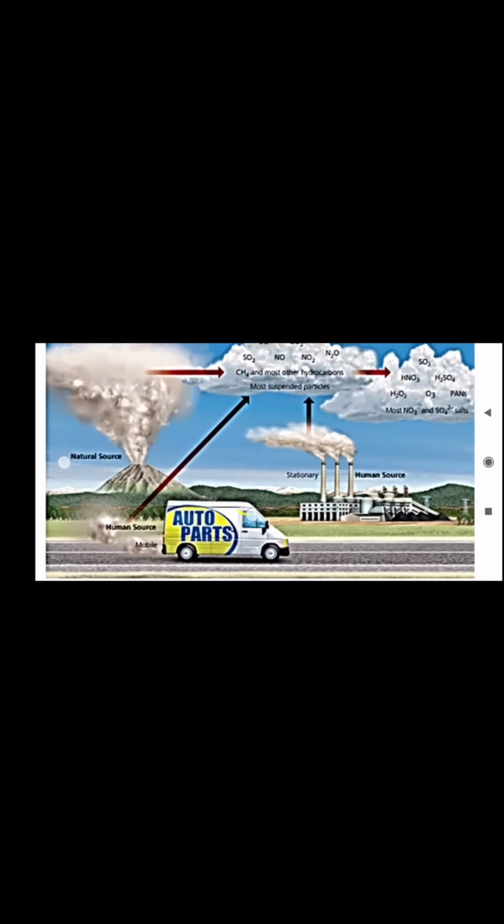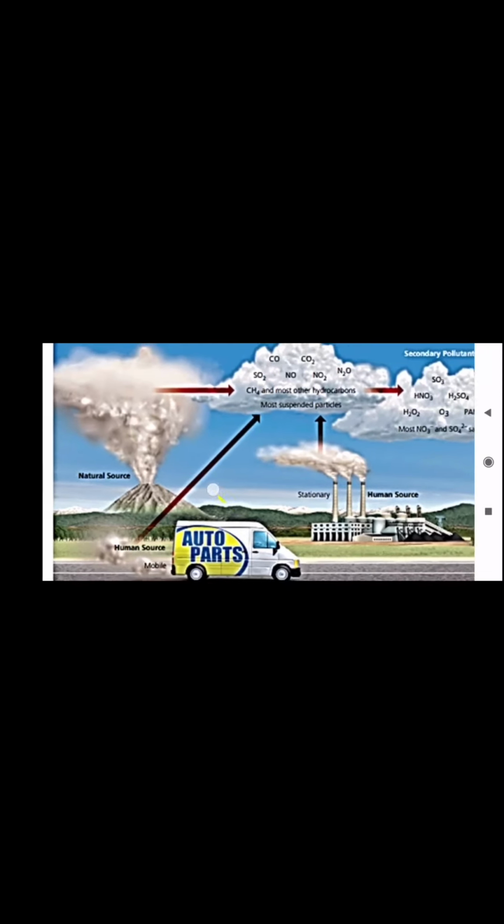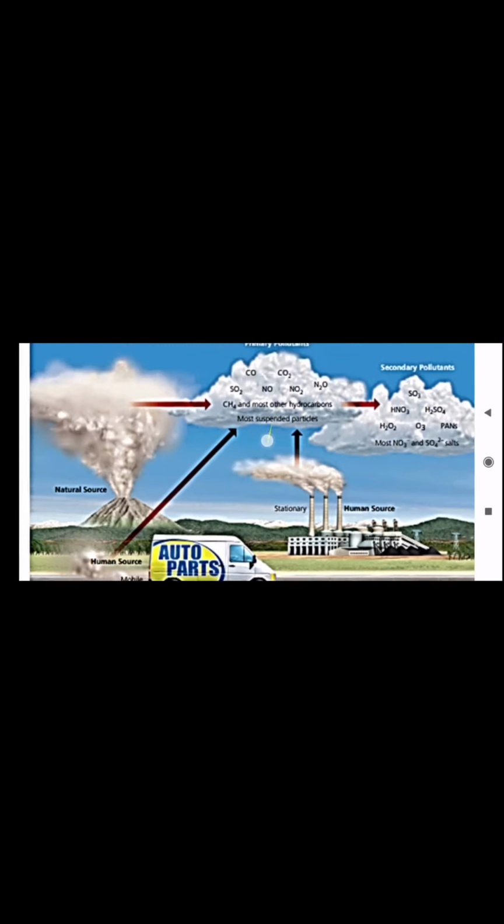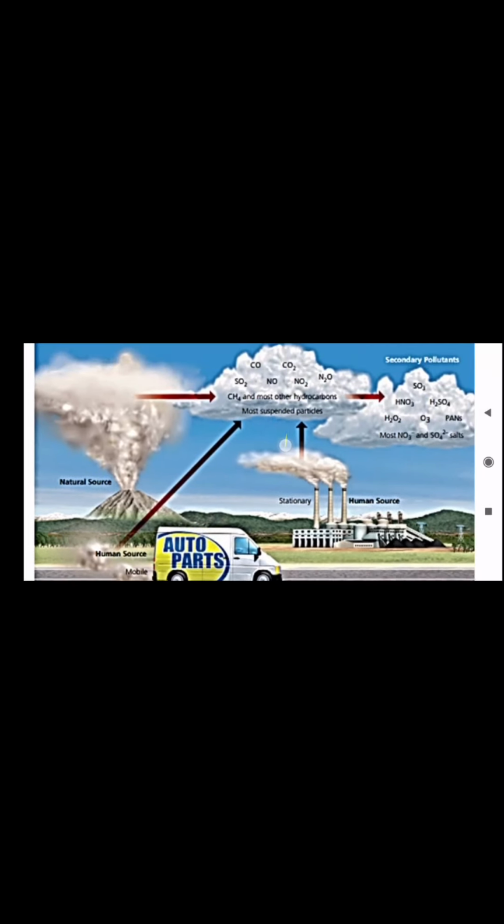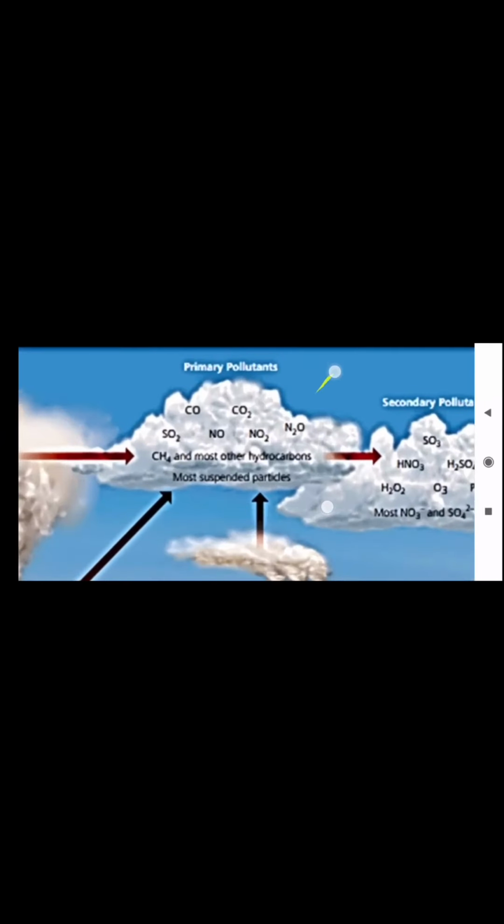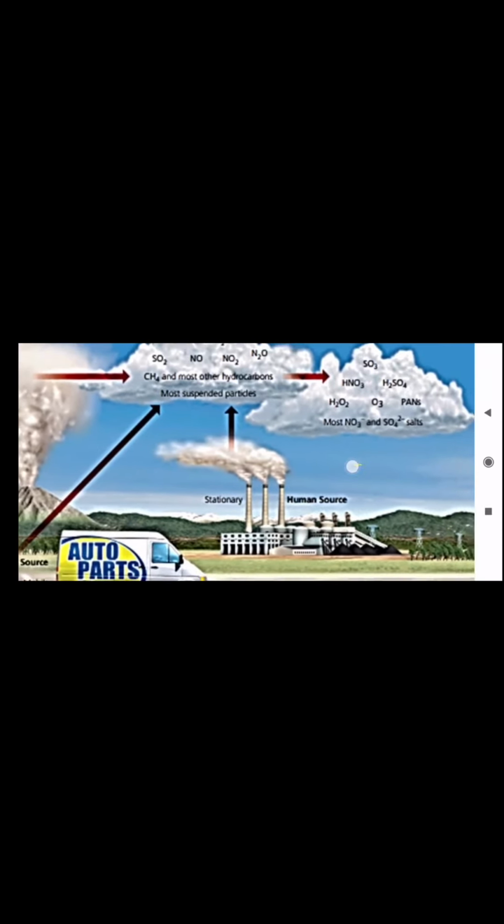So as you can see in the picture, this is the natural source, the volcanic eruption. Human source, which is the car, the auto parts. Then natural source and human source created the primary pollutants. So that is where the hydrocarbons and most suspended particles come from. So the stationary human source and the primary pollutants created the secondary pollutants.